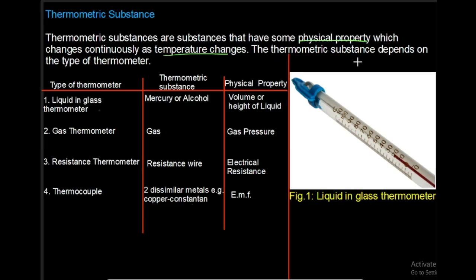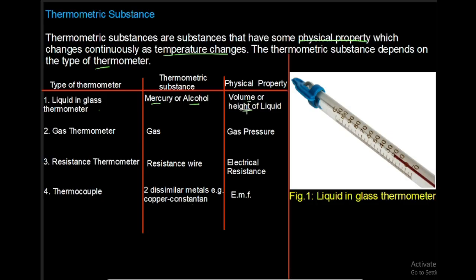Now, the thermometric substance depends on the type of thermometer. Different thermometers have different types of thermometric substance. So now we are going to be looking at a table of the thermometers and their thermometric substances. The first one here is the liquid in glass thermometer. The thermometric substance found in a liquid in glass thermometer is mercury or alcohol. And what's the physical property that changes? We have volume or height of liquid.